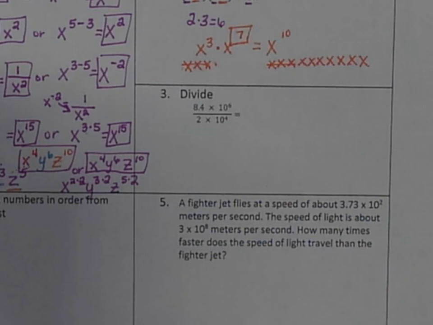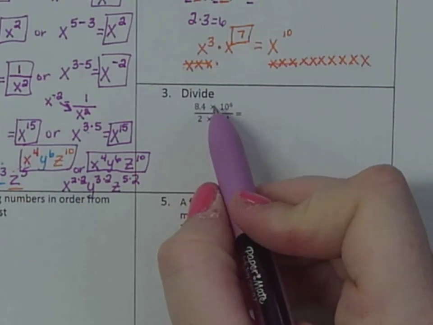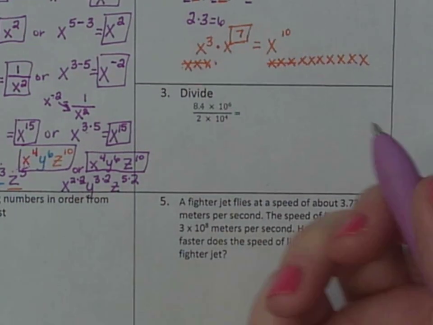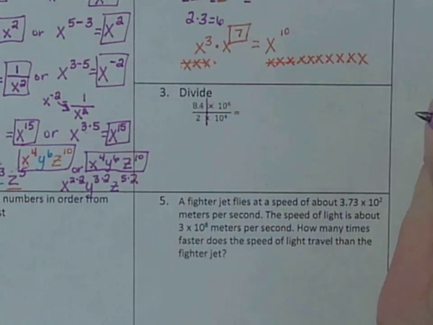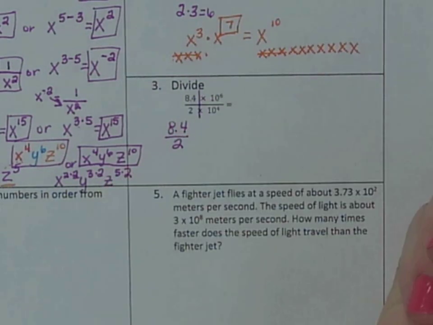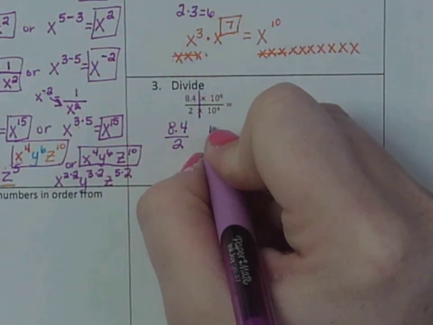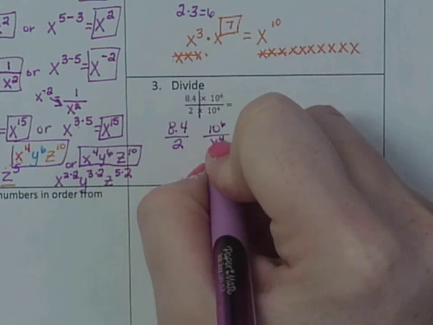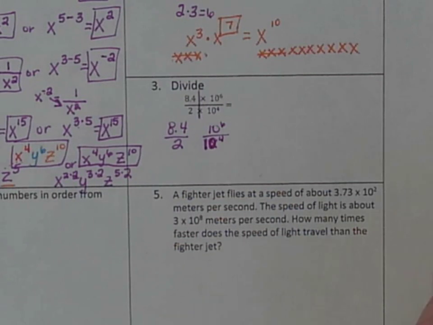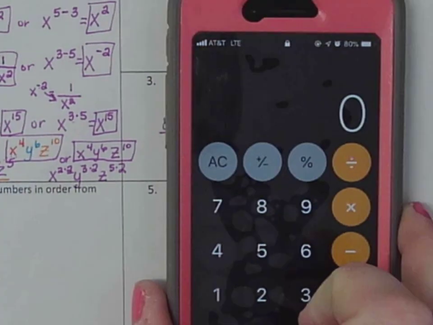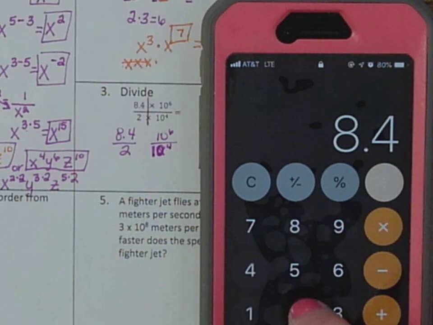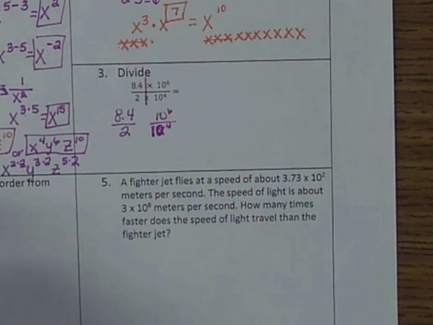This next one, you have 8.4 times 10 to the 6th divided by 2 times 10 to the 4th. So remember, split this into 2 parts. Do 8.4 divided by 2, and then do 10 to the 6th divided by 10 to the 4th. Oh, I just wrote, sorry, 10 to the 4th. So I'm going to do 8.4 divided by 2, which is 4.2.